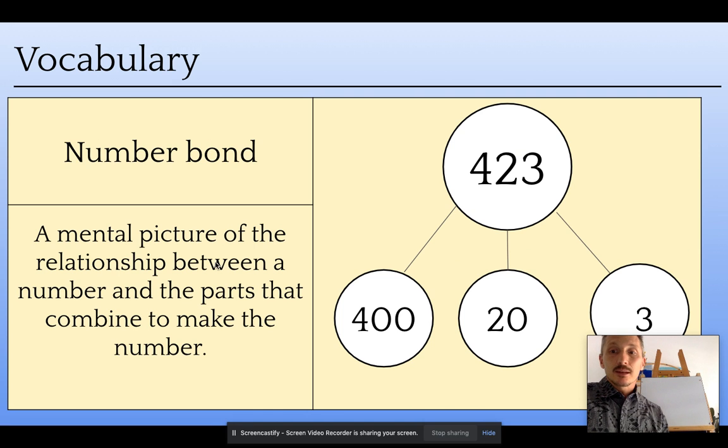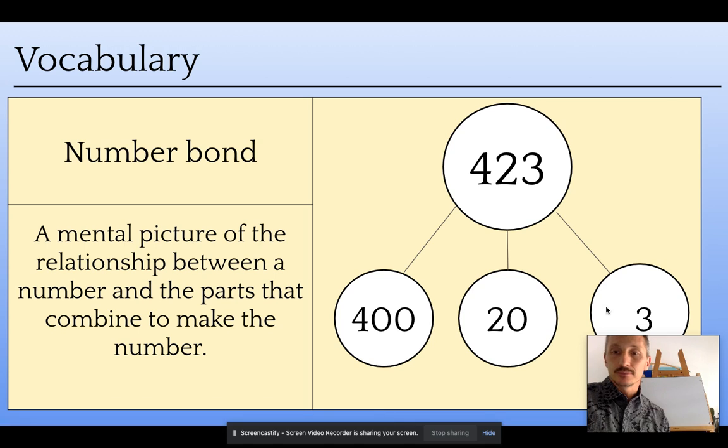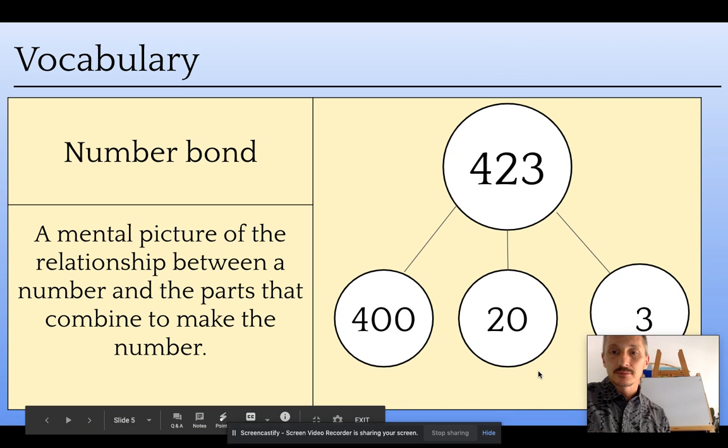We're also going to talk about a number bond, right? So your number bond is a mental picture of the relationship between a number and its parts that combine to make that number. So if we have 423, that's 4 hundreds, 2 tens, and 3 ones.